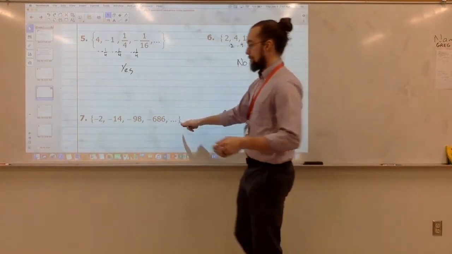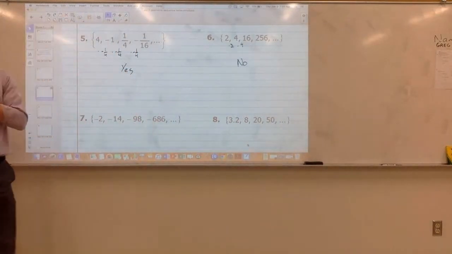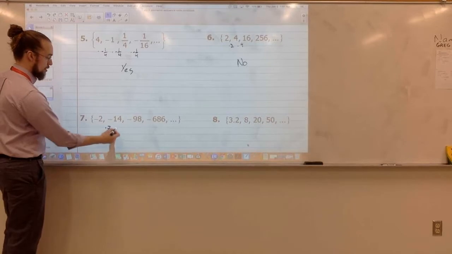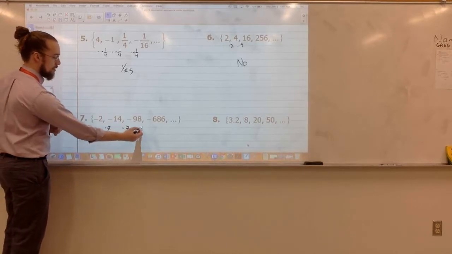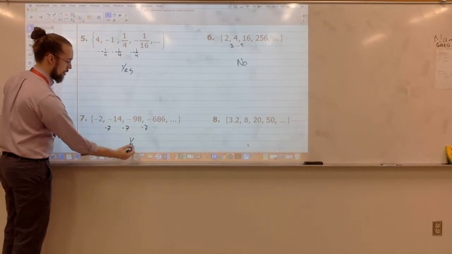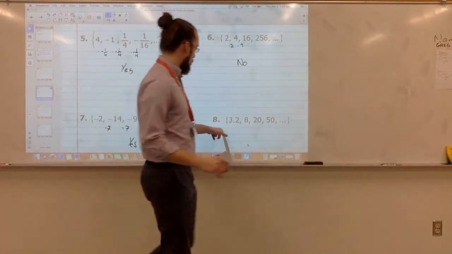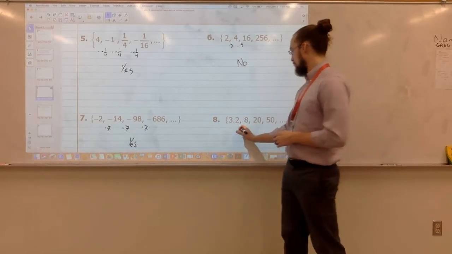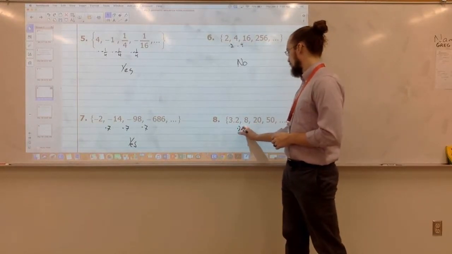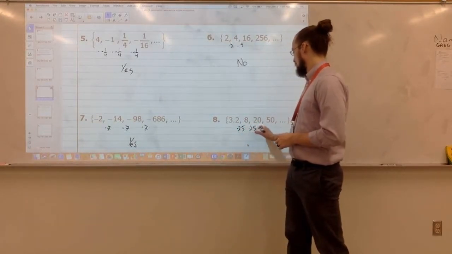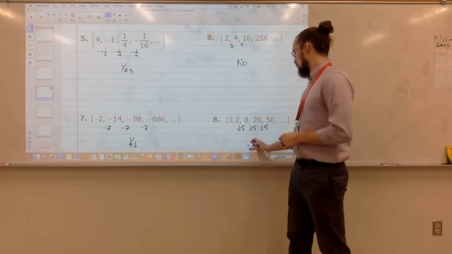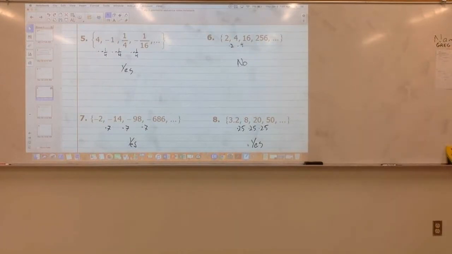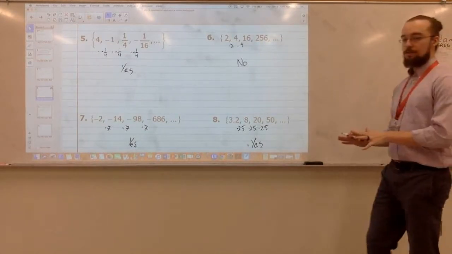How about number 7? Yeah, I think we're multiplying by 7 every time. Right? So this one would be geometric. How about number 8? What number am I multiplying by every time here? 2.5. And that works out all the way through. So yes, this is geometric. All right. Questions so far?